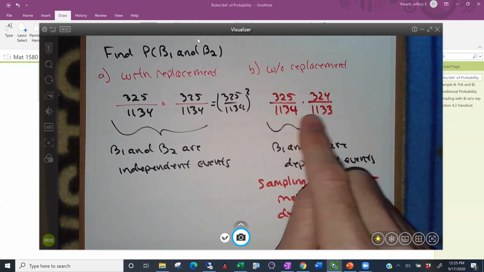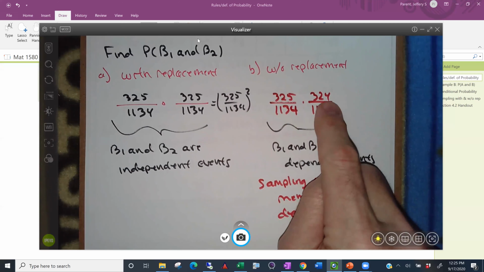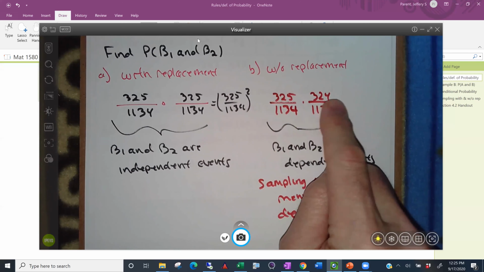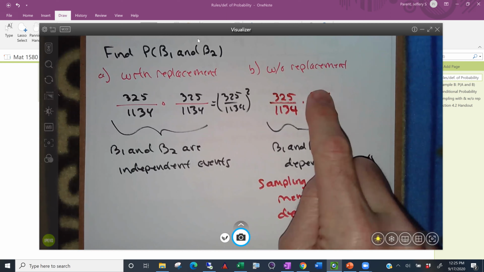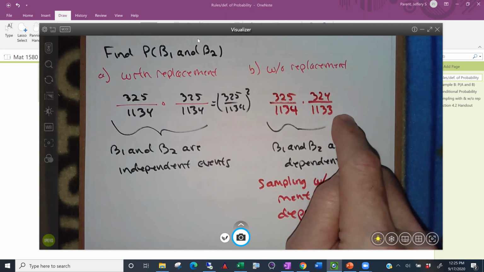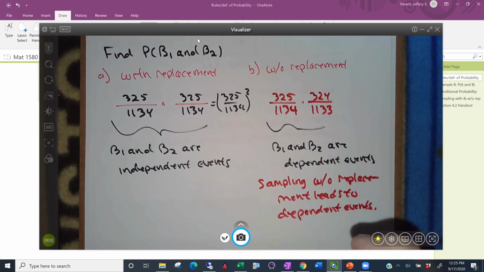So this is the first one. This is the second one. The third one would be, and I think you got the right idea, 323 over 1132. You'd be subtracting one again from the numerator and denominator. Oh, okay. I get it now. Yeah, I think you got it overall. So that's good.